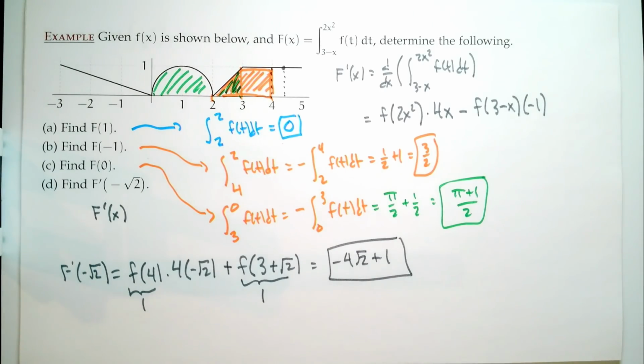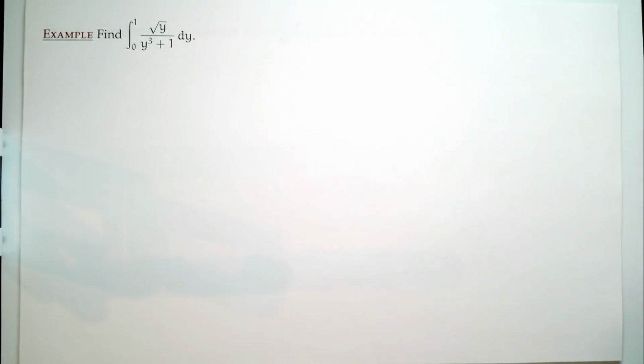All right. So here, testing a couple things. Do the bounds match? Can you switch the order of integration? Can you do fundamental theorem of calculus? And, of course, geometry. We love geometry. It's a lot of fun. Find the integral from 0 to 1 of square root of y over y cubed plus 1 dy.